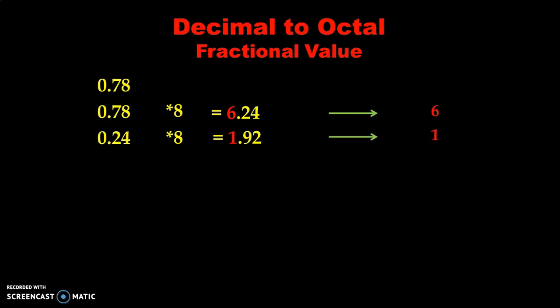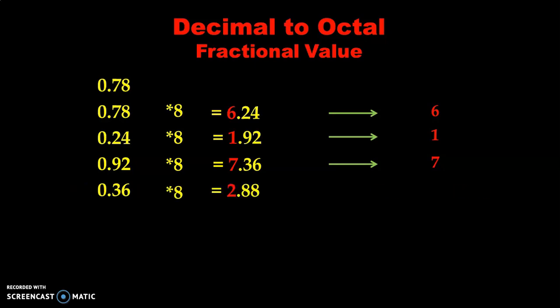1 is the integer number in the product, we have taken apart, and 0.92, that is the fractional value, we are taking back for the repeated multiplication. Again we get 7.36. 7 is an integer value. 0.36 we are taking back for the multiplication with 8. Then we get 2.88. 2 is an integer value, we are taking aside. 0.88 we are taking for again repeated multiplication with 8, and the product we are getting is 7.04.